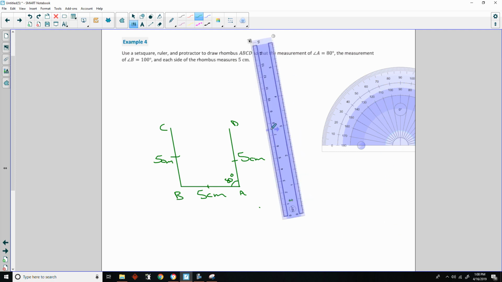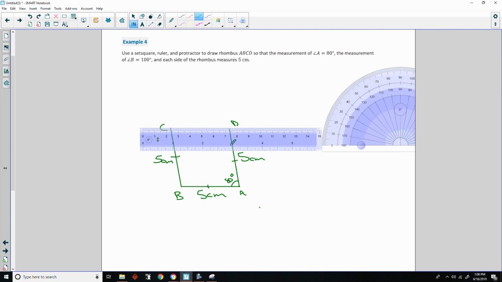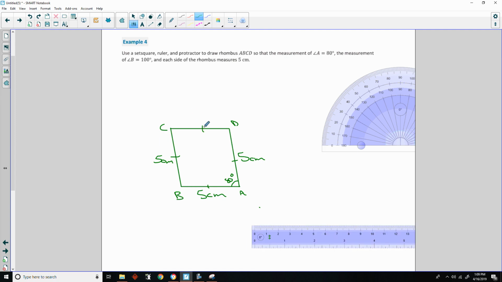Now to finish this, if I measured everything correctly, I should be able to just put my ruler here and connect C and D. And this should also be 5 centimeters. And this should also be 80 degrees. This should be 100 degrees. And this, let me use 2 markers. And this should also be 100 degrees.